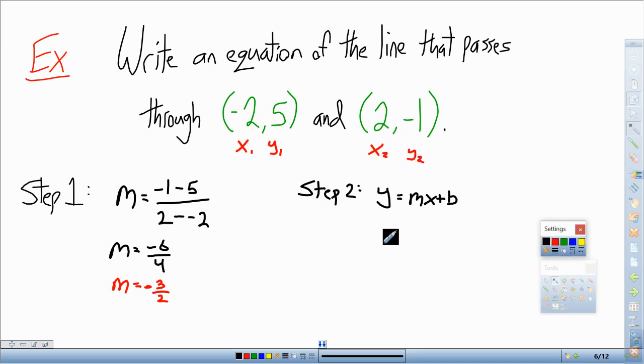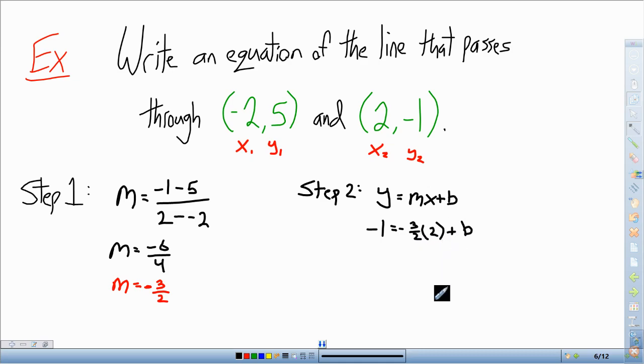So I'm going to plug in negative 1 for y. My slope we figured out was negative 3 over 2. My x value for this one is 2. And b is what we don't know. All right, so simplifying, I'm going to apply this negative to the top. So this is negative 3 times 2, which is negative 6. Negative 6 divided by 2 gives me negative 3.